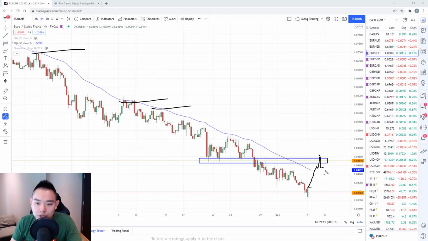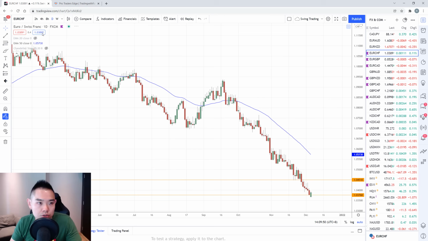Then I'm looking to short on the next candle open. Stops can go 1 ATR above the highs. Possible target just before this swing low. For those of you who want to ride the trend, you can use a trailing stop loss to ride the move down lower. Okay, so this is the Euro against the Swiss franc.